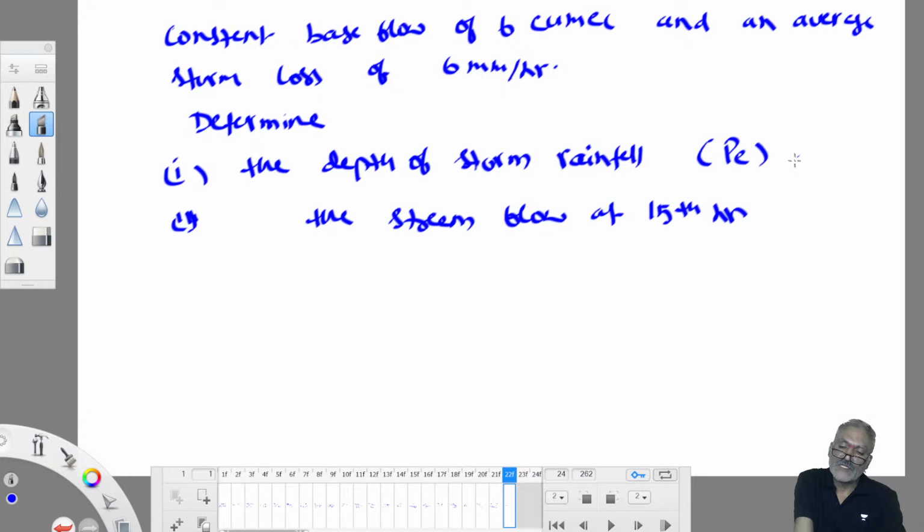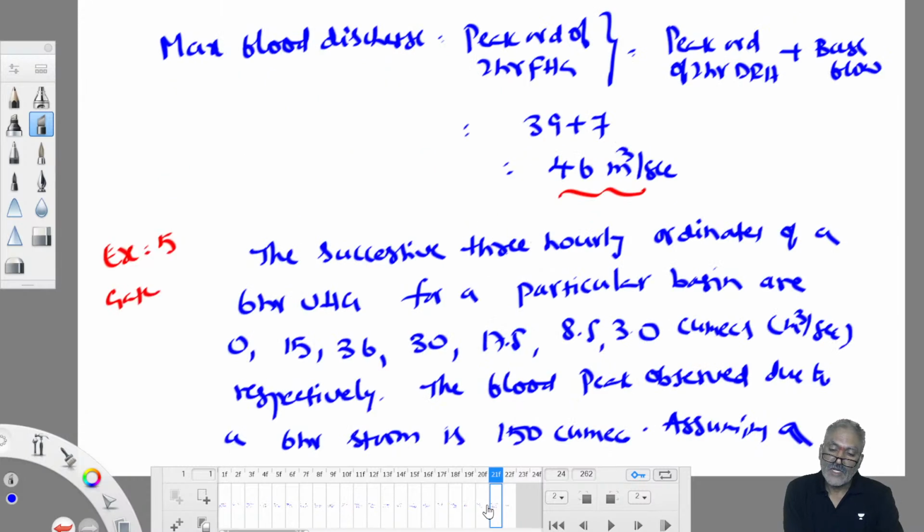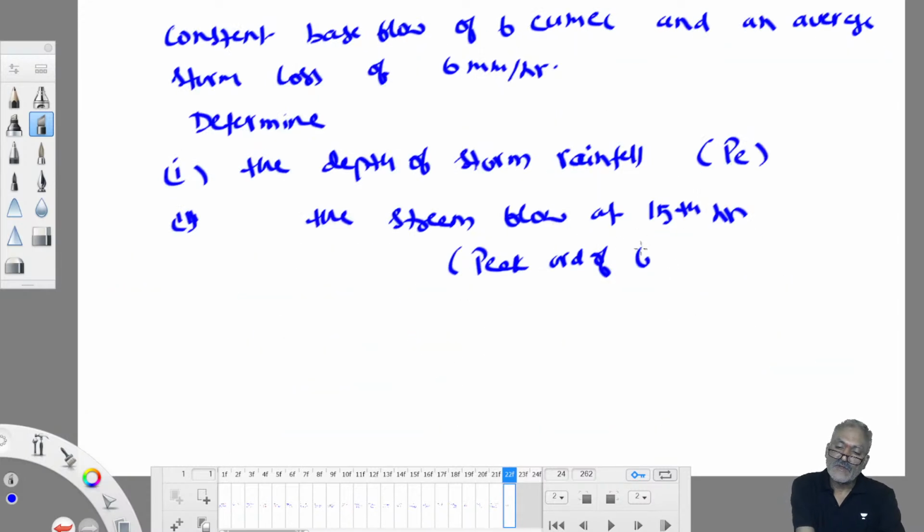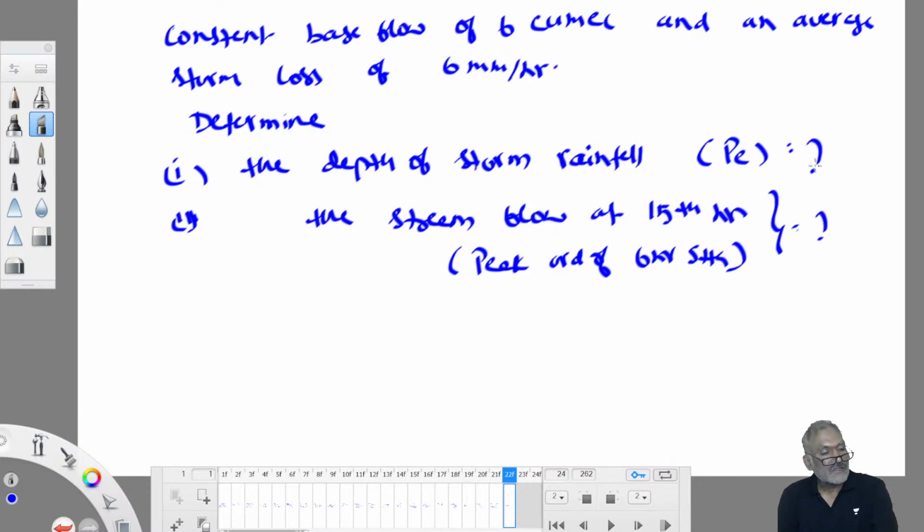Stream flow at the 15th hour means what? The ordinate of the 6-hour storm duration, our 6-hour flood hydrograph or storm hydrograph. It is asking two things. This and this are unknowns. Come on, work out. Let me see how many of you work out. This single question, if you solve, is more than sufficient for you. Any question you can work out in any exam.